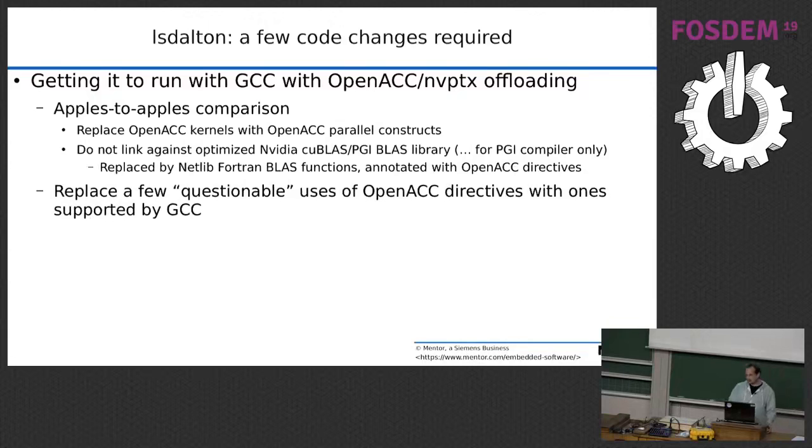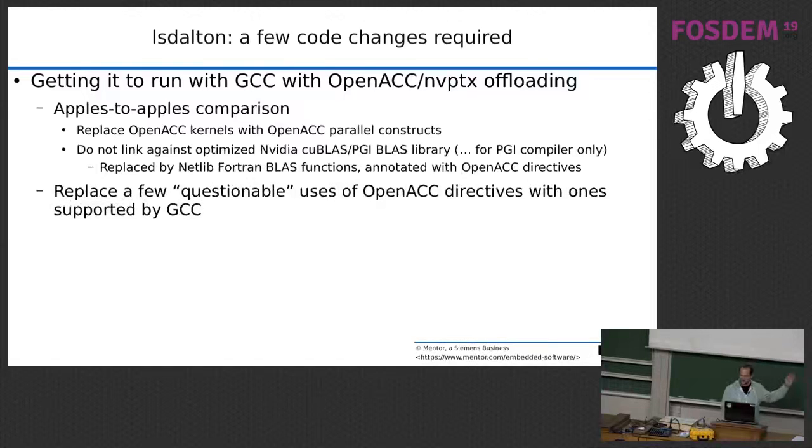And the build system did something clever, and that is to link against optimized vendor libraries for mathematical computations only for the PGI compiler, because that's what this has been set up for. We replaced these with the source code of these BLAS functions and annotated these with OpenACC directives. So that's in a way similar to this matrix multiplication example that I showed earlier.